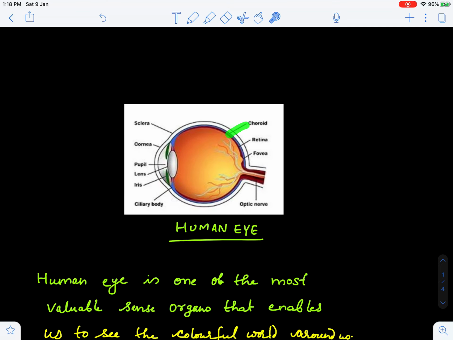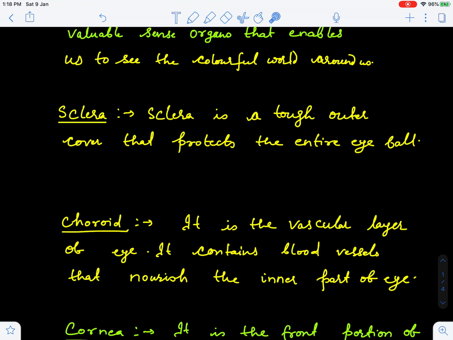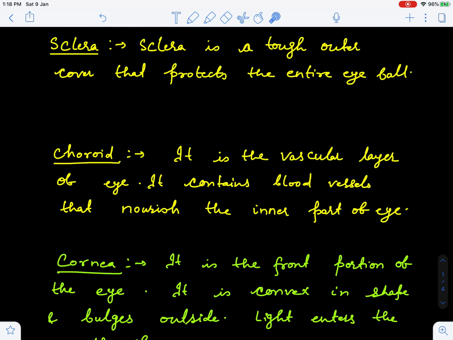Then choroid, guys. I have already shown you the choroid. This choroid is the vascular layer of the eye. It contains blood vessels that nourish the inner part of the eye. In order to nourish the inner part of the eye, you need blood supply. So this choroid contains blood vessels, and this gives nourishment to the inner part of the eye. This question may be asked: how does the choroid nourish the eye? Because it contains blood vessels, which continuously supply blood and give nourishment to your eye.